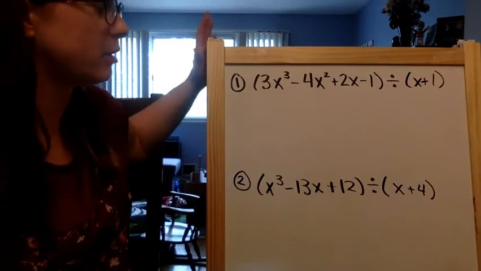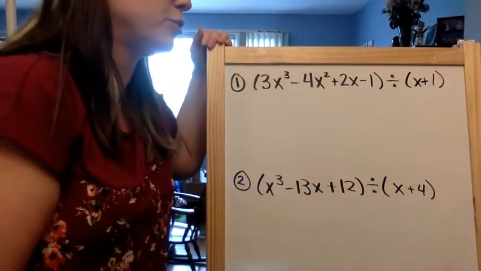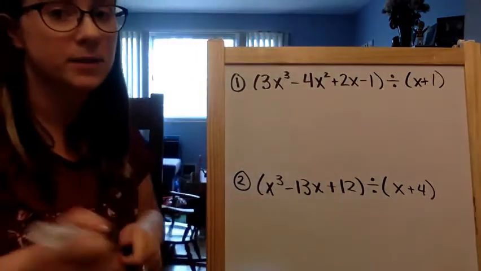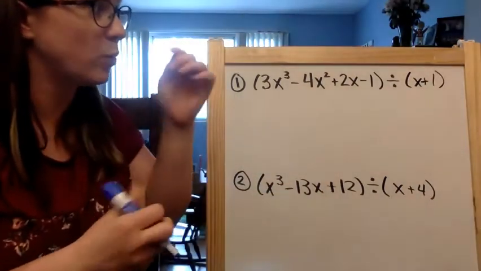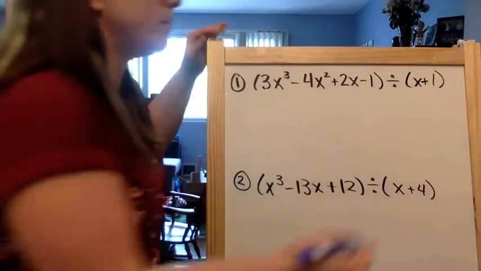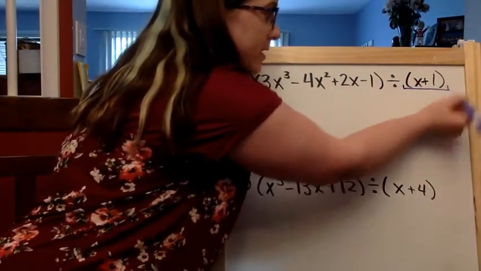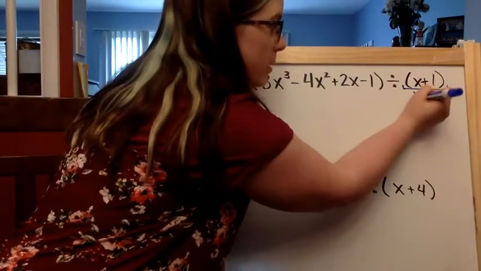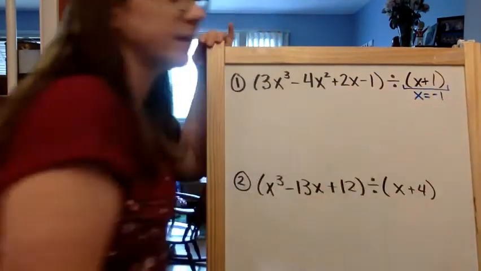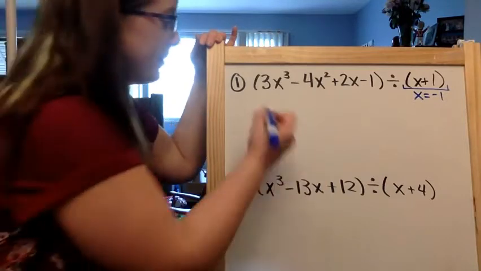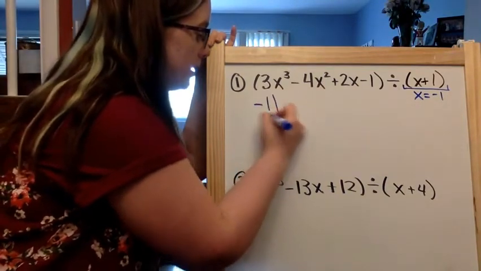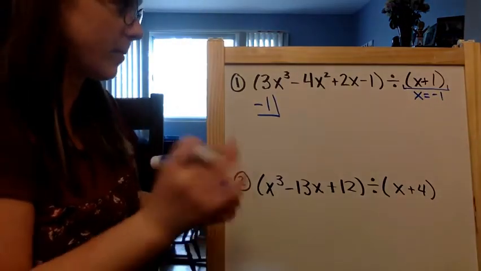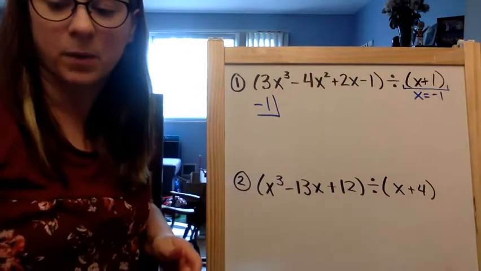So as I'm looking here, my first step is to find the 0 of the divisor. And when I'm finding the 0 of the divisor, I'm thinking about what x value would make just the divisor equal to 0. So in this case, since I have x plus 1, the 0 of this divisor is -1. That -1 I'm going to put in a little box over at the left side here to help me remember that that is the 0.